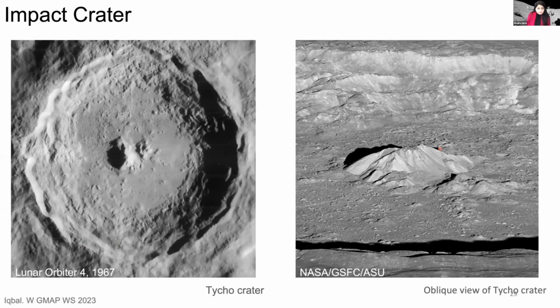Here is an image of the Tycho crater from Lunar Orbiter 4, which was taken in 1967. And here is the high resolution image of the Tycho crater from LROC NAC data. The first thing is that when we look at these images for the first time, we cannot identify what is a depression and what is a dome in the map view.